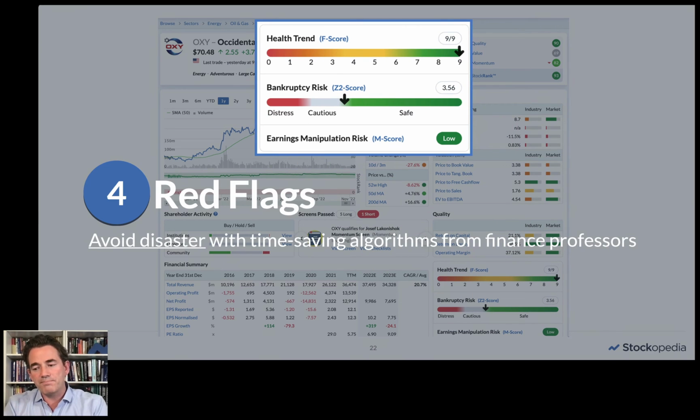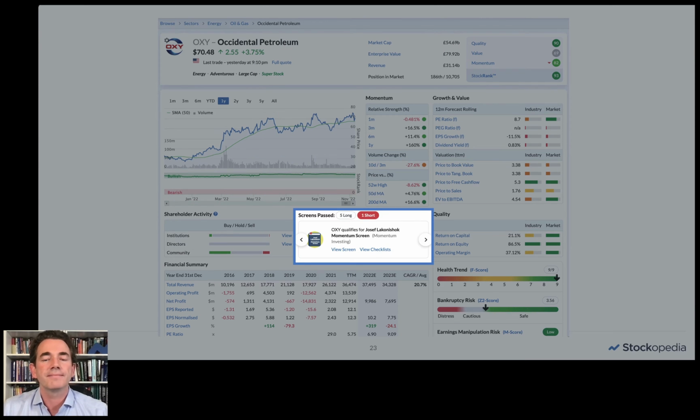So there are a bunch of, I like reading academic research because I'm a bit weird like that, but there are all these professors that have created these wonderful algorithms, which we've then designed into an interface to help you avoid sort of disaster from bankruptcy and earnings manipulation risk, and also to monitor the health trends. So we'll talk a bit about those.